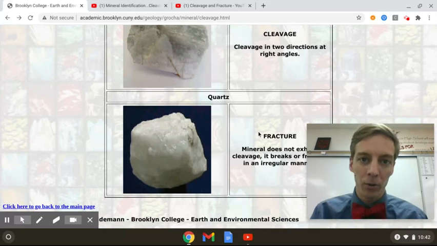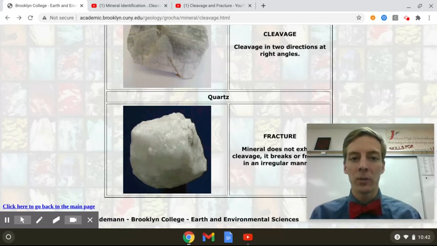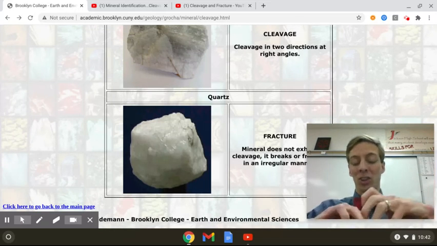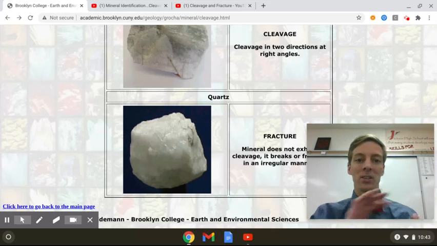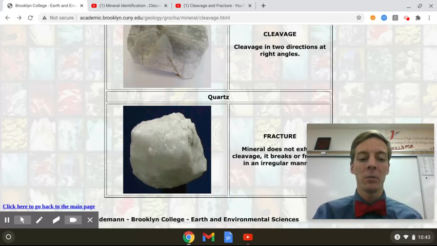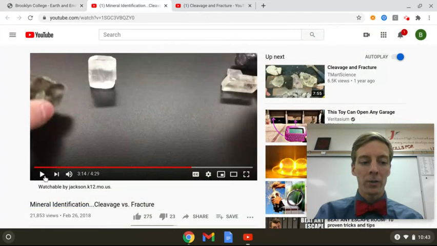Quartz does not cleave. Quartz fractures. Fracture is the opposite of cleavage, meaning if you hit this, it's just going to go apart in randomness. It's going to be uneven. It's not going to be smooth. There's not going to be a clean line. All right, let's try this right here.